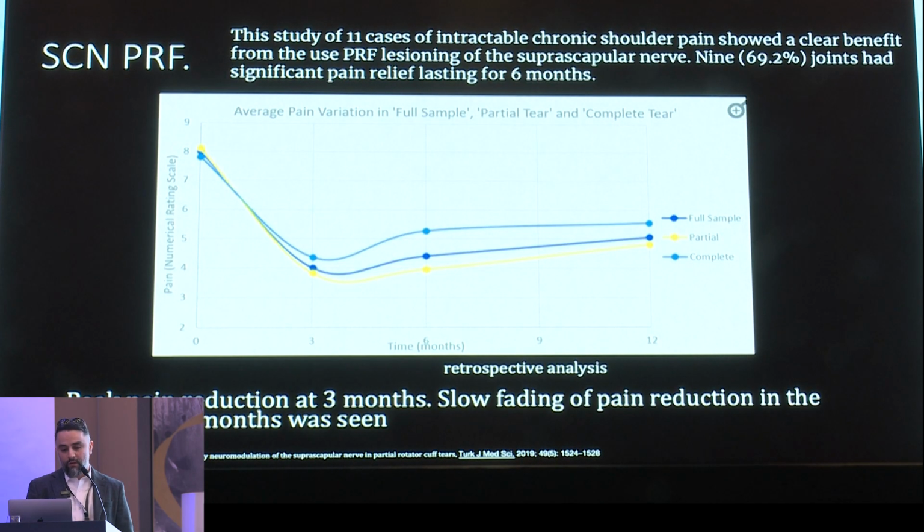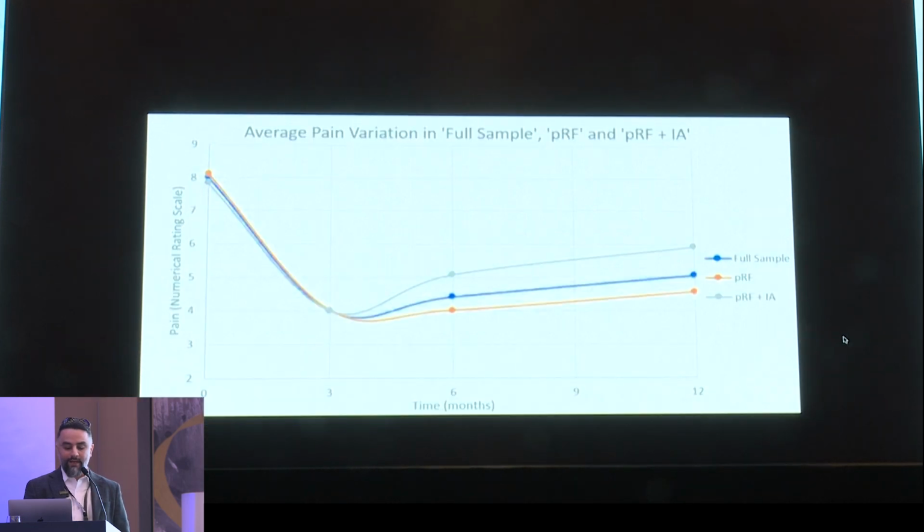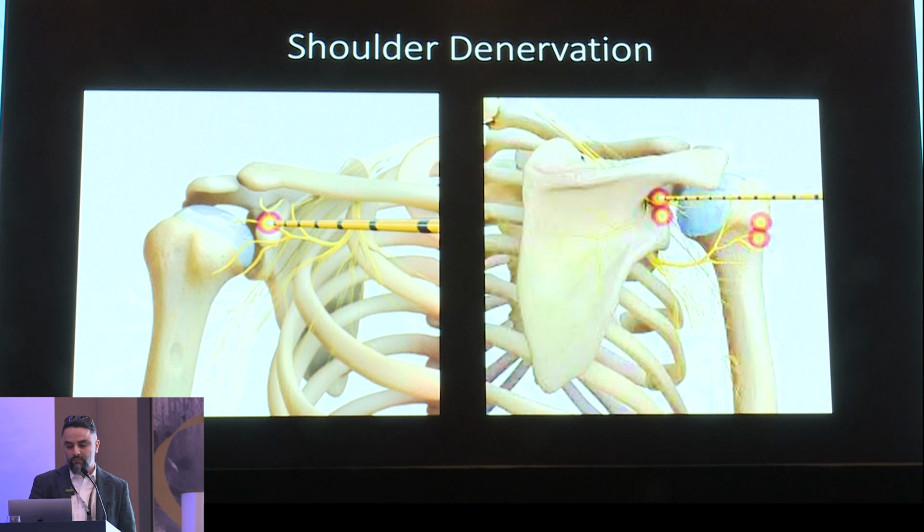There are a couple of studies, a few of them showing follow-up of up to 1 and 2 years, with the maximum benefit after 3 months and gradually decreasing with time. If you combine it with an intra-articular injection, there is a little bit of not very significant improvement. So sometimes it's good to do just the nerve block and combine it with pulsed radiofrequency.